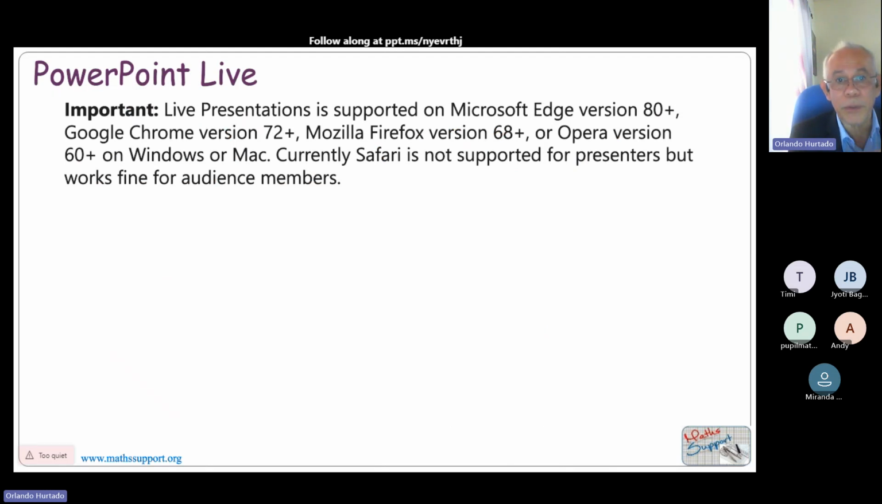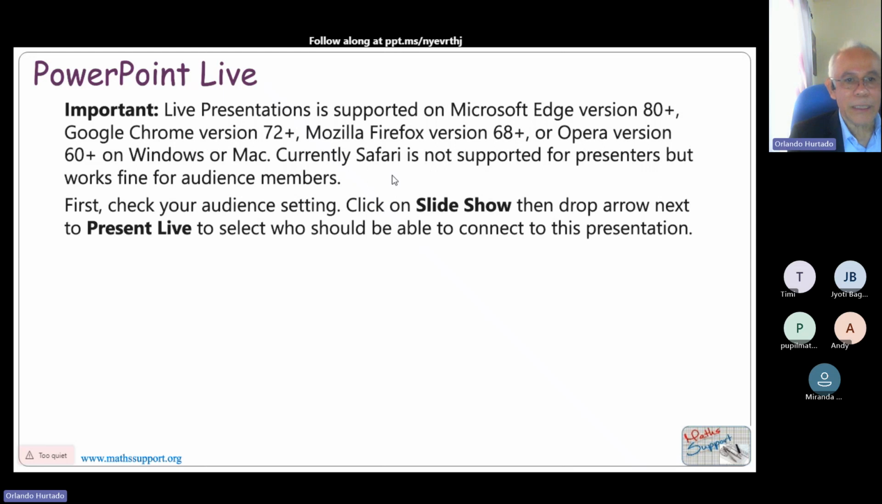Live Presentation is supported on Microsoft Edge version 80. It is also supported in Google Chrome version 72 and above, Mozilla Firefox version 68, and Opera version 60, on Windows or Mac. Safari is not supported for presenters, but the audience can use Safari as well. So, to present, you cannot use Safari. You can use any other browser like Microsoft Edge, Google Chrome, Mozilla Firefox, or Opera.